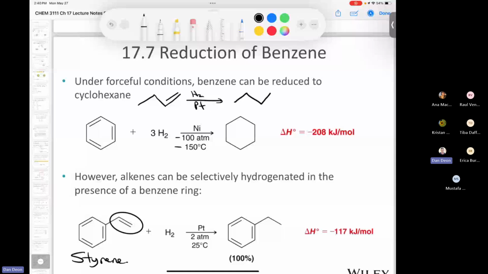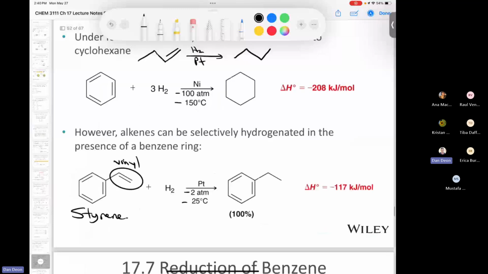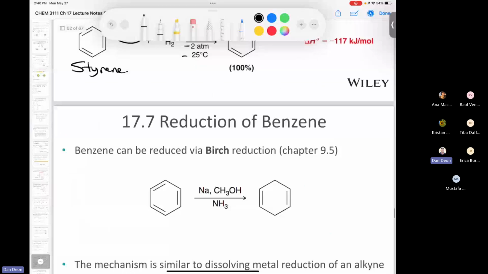So you can hydrogenate just the vinyl group at low pressure and low temperature. So you can do a selective reduction of something that is more easily hydrogenated outside of your aromatic ring. Now there's another type of reduction you can do, which is called a Birch reduction.